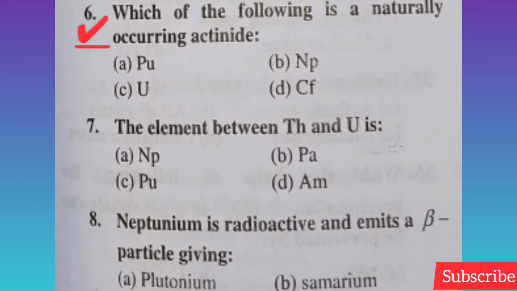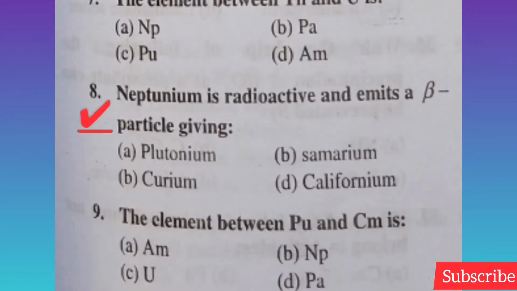Which of the following is a natural occurring actinide? Option C is correct, uranium. Seventh question है, the element between thorium and uranium is Pa. Option B is correct. Eighth question है, neptunium is radioactive and emits a beta particle giving. Option A is correct. The element between Pu and Cm is. Option A is correct, Am.